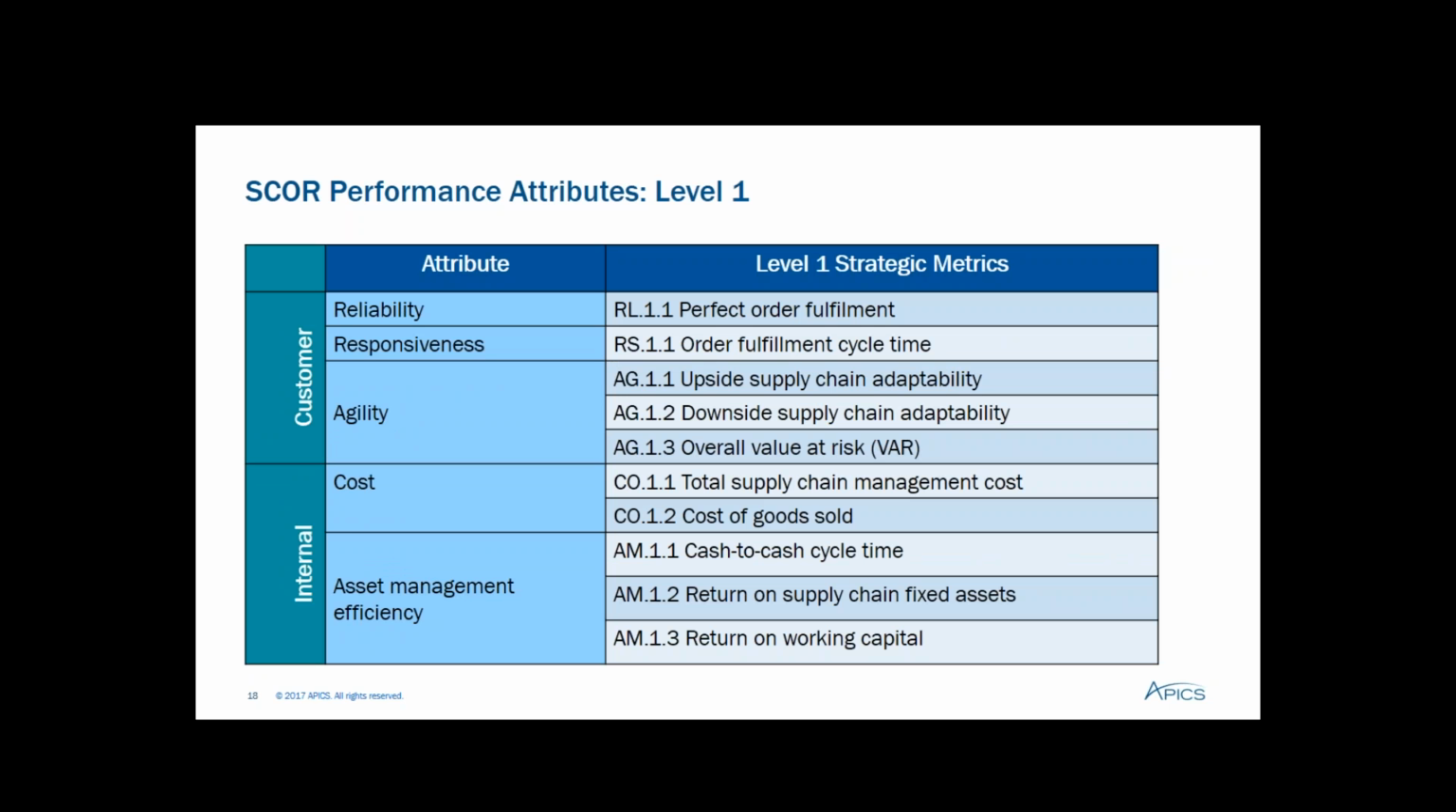SCOR performance metrics consist of 3 levels, which are linked to the 5 performance attributes. These levels of performance metrics are industry neutral. Here we see the 5 performance attributes and their associated level 1 metrics. Level 1 metrics are known as strategic metrics or key performance indicators, KPIs. Note that each of the level 1 metrics are referenced back to their attribute through the use of the attribute SCOR code. The SCOR model decomposes the 10 level 1 performance metrics to include level 2 and level 3 performance metrics.